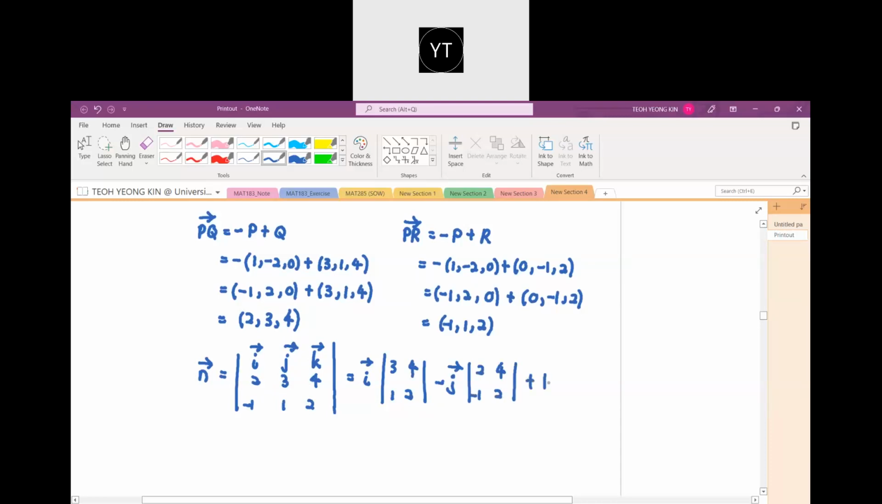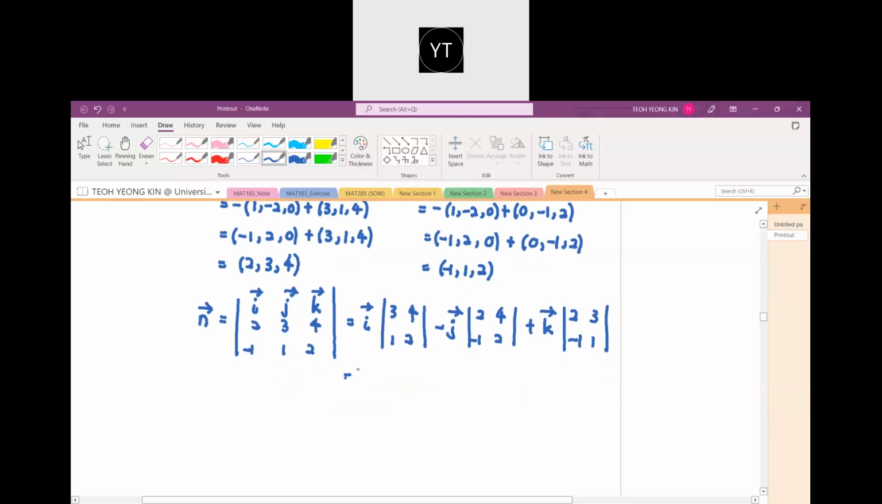And finally plus k. First row, third column: 2, 3, negative 1 and 1. So from here, 3 times 2, 6, minus 4 times 1, 4, minus j, 2 times 2 is 4, minus 4 times negative 1 is negative 4. Don't forget to change it to square brackets. Plus k, here is another square bracket: 2 times 1 is 2, minus 3 times negative 1 is negative 3.